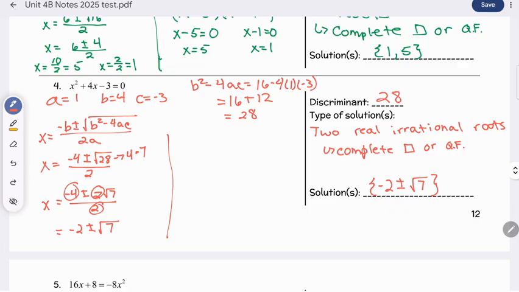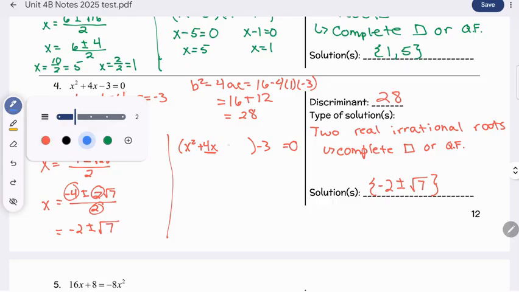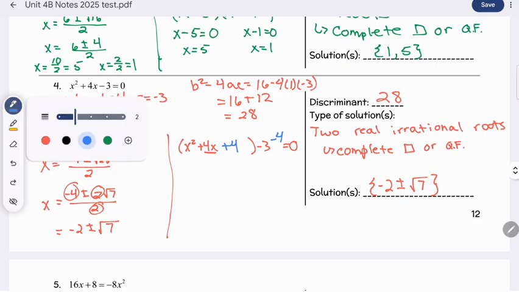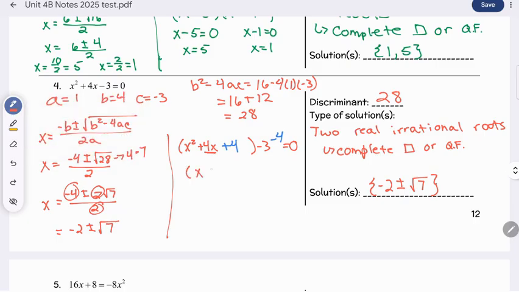But if I wanted to complete the square, then I would have x squared plus 4x, we're isolating that. And we still have our minus 3, and we've got some space on both sides of that. So my b over 2, here I'm going to be using this. So 4 over 2 is 2. 2 squared is 4. So we are going to be adding 4 in here, and we're going to be subtracting 4 out here. This is going to factor to x plus 2 squared minus 7 equals 0.